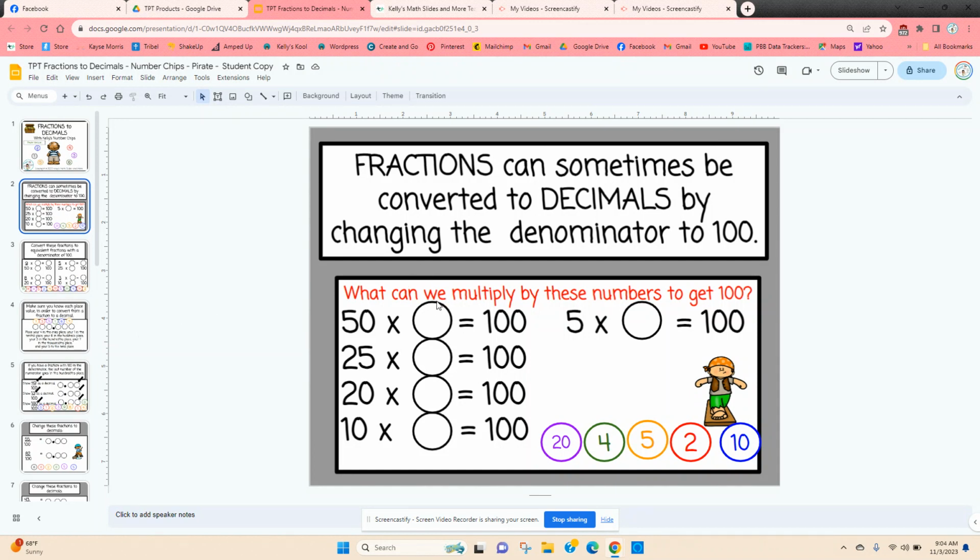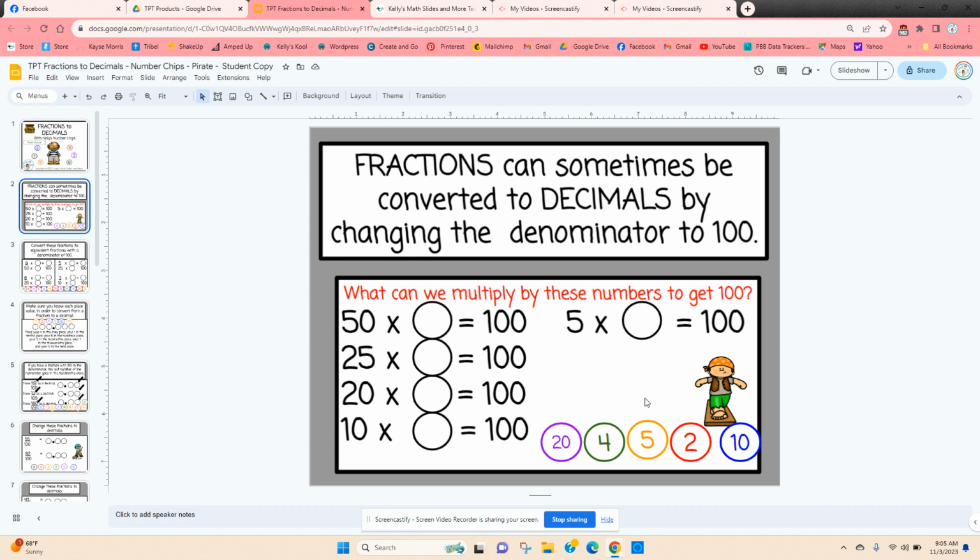It starts very simple and it moves students very slowly into more difficult problems. So it just starts with asking the students what number we multiply by each of these numbers in order to get 100. And that will help them when they have to convert a fraction to an equivalent fraction with 100 in the denominator. So they have 5 number chips here. They have to use every single one.